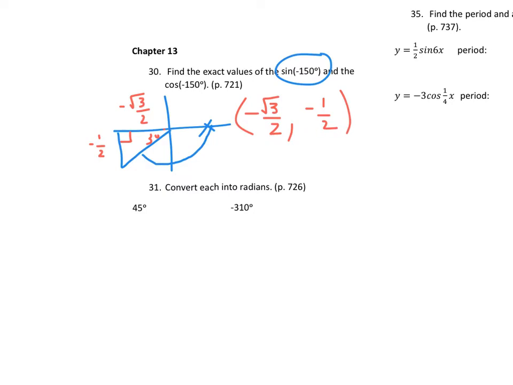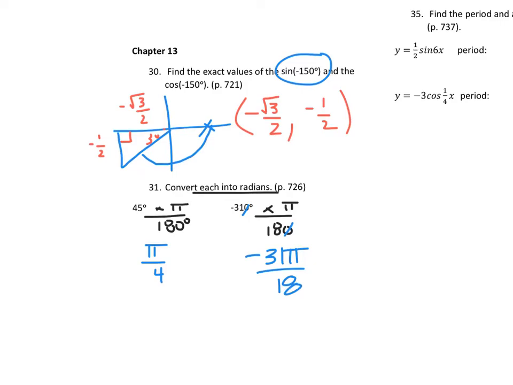When you're converting to radians, you want to multiply by pi over 180. So the 45 goes into 180 4 times, so this is going to be pi over 4. And same with negative 310, I'm going to multiply by pi over 180. I can cancel out the zeros, and 31 over 18 doesn't reduce any further, so the answer is just going to be negative 31 pi over 18.